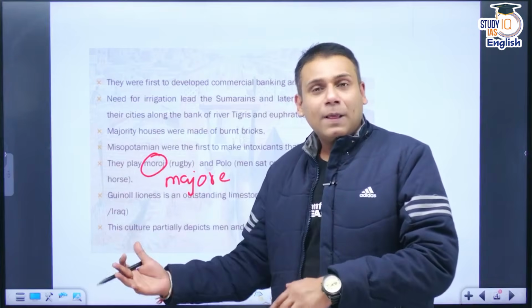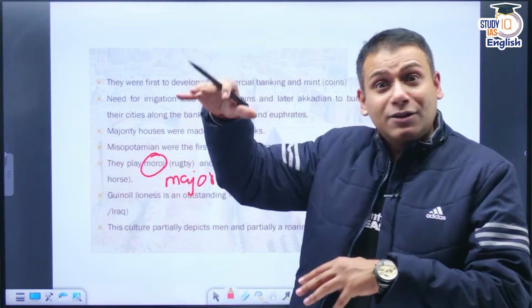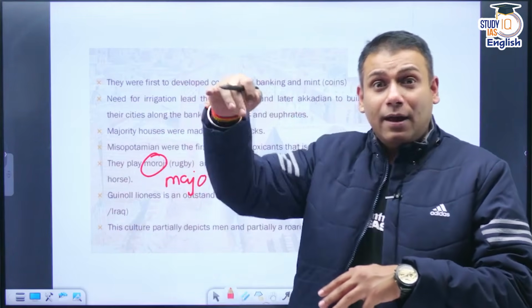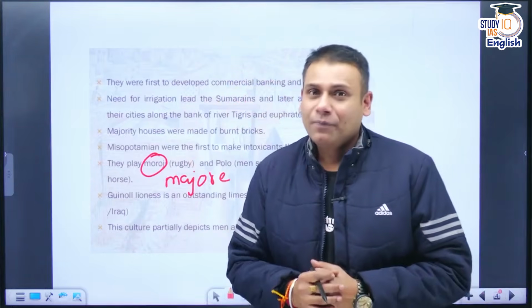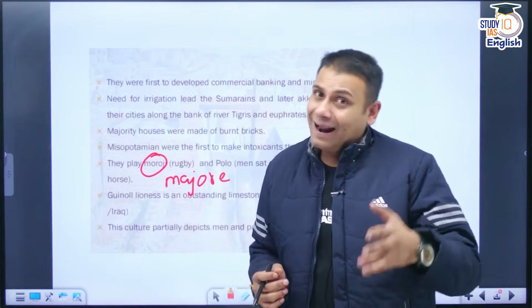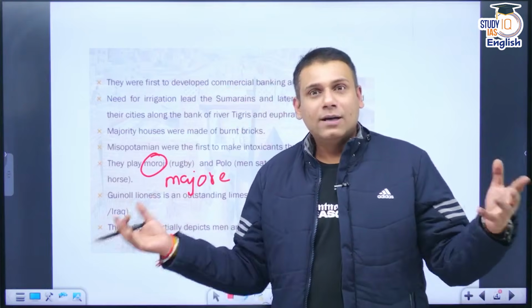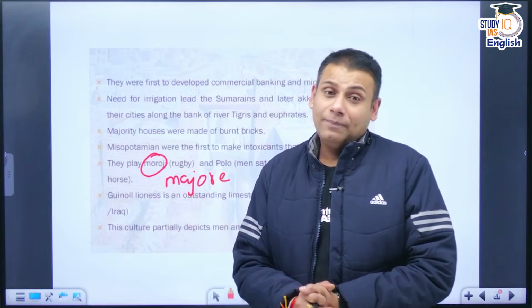Here it was different. A man is sitting on another man's back, on the other man's shoulders, and then they are playing polo. So what we say, Major, rugby and polo, these are the games from Mesopotamia.